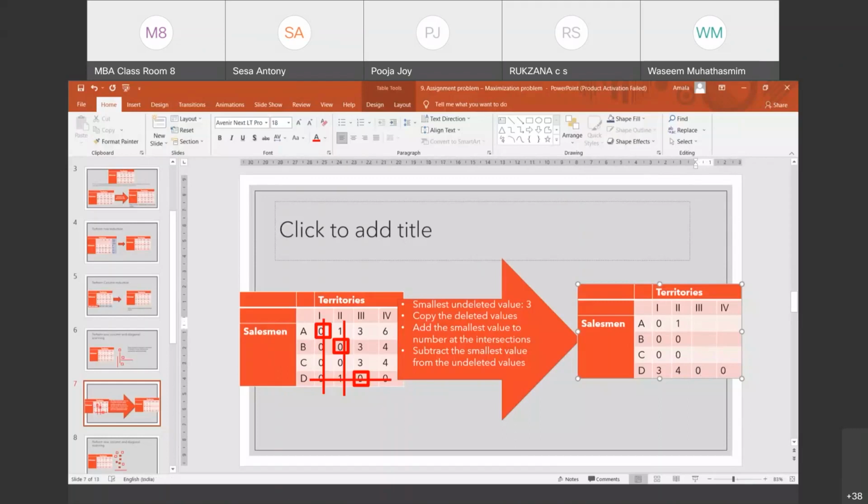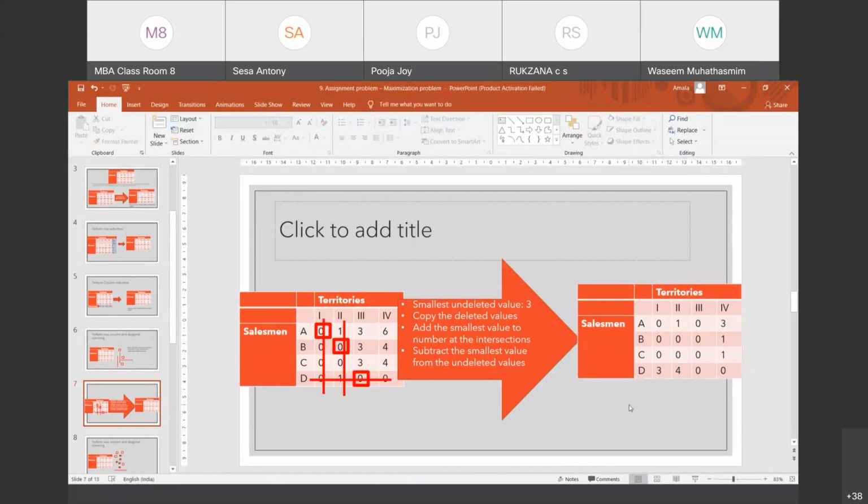Now we have the undeleted values. What do we have to do? We have to subtract the smallest value from the undeleted values. The smallest value we have selected is 3. So 3 minus 3, 0, 3 minus 3, 0, 3 minus 3, 0. Next, in the last column we have 6, no? So 6 minus 3, 3, 4 minus 3, 1, 4 minus 3, 1. So this is our reduced matrix.